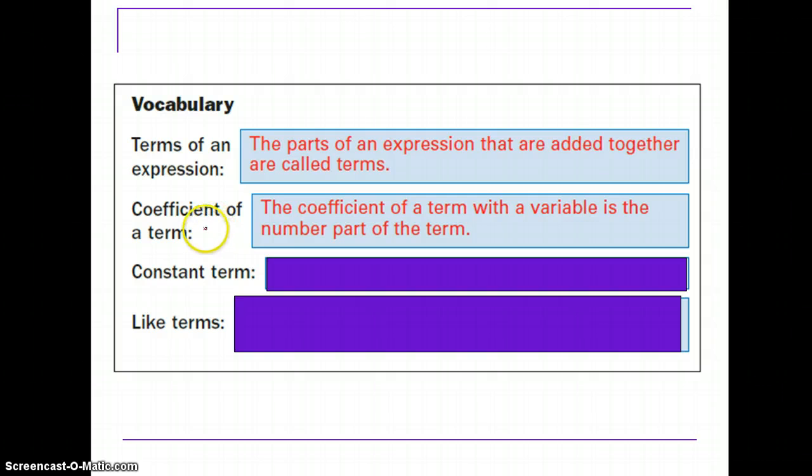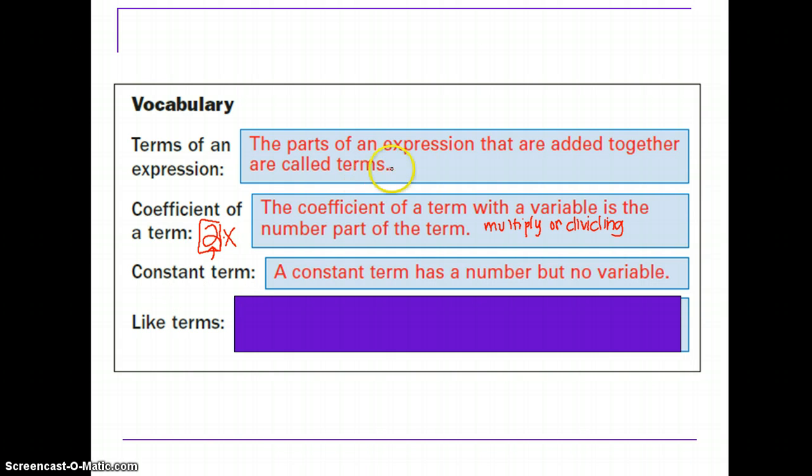So if you have a term such as 2x, the coefficient would just be the 2. It's just the number part when you're multiplying next to a variable. Okay, it only occurs when you are multiplying or dividing. It's the number when you are multiplying or dividing a number and a variable.